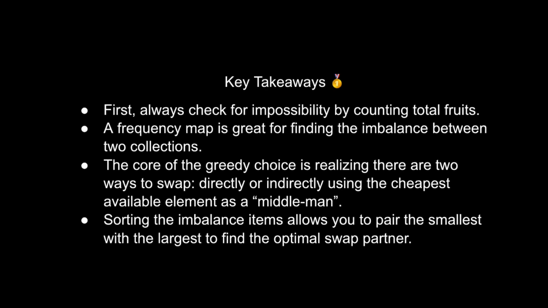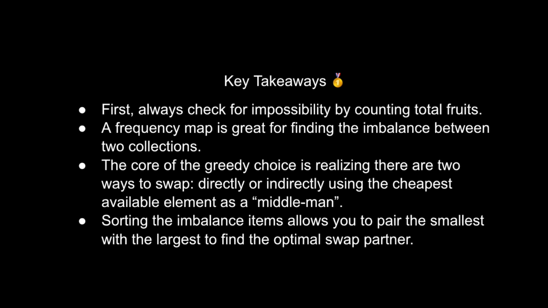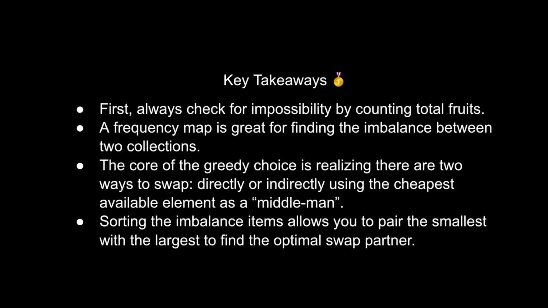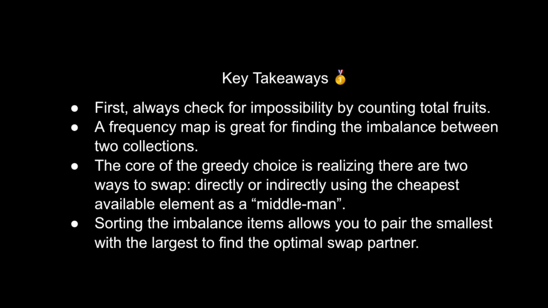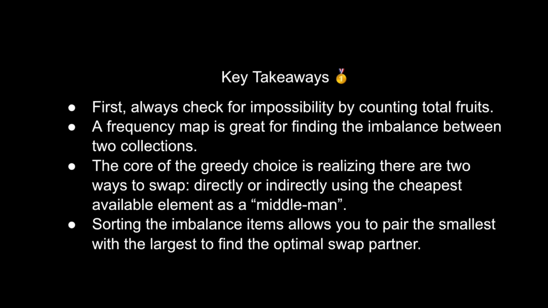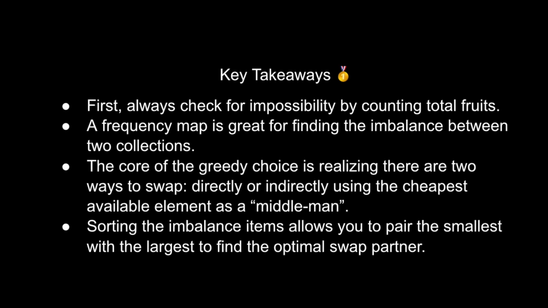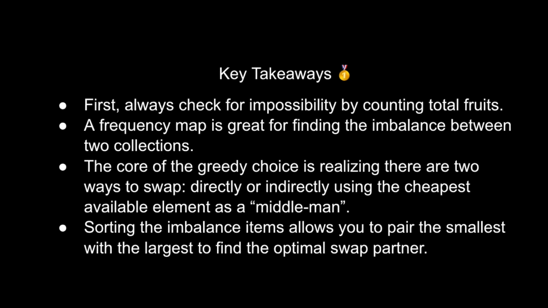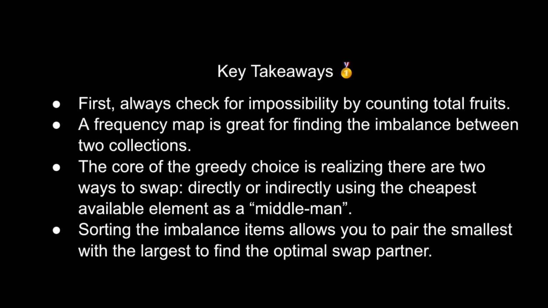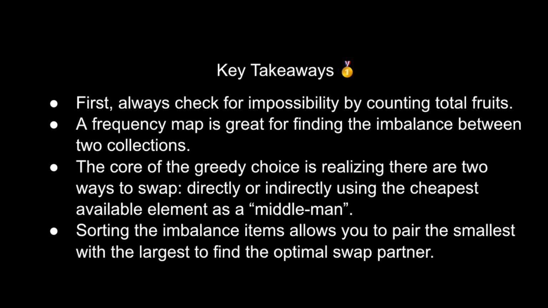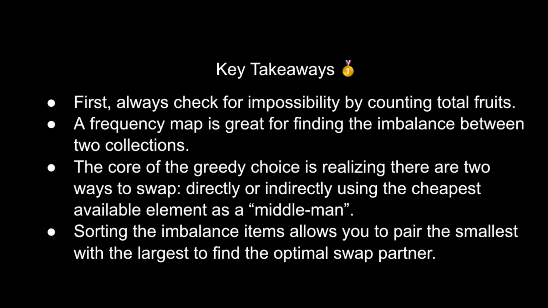So to wrap it all up, what are the big ideas here? First, always look for an impossible state, which in this case was an odd total count for any fruit. Second, using a frequency map is a super clean way to find the difference between two collections. The real aha moment is realizing that for any swap, you have a choice: a direct swap or a cheaper indirect one using the global minimum. By sorting the fruits that need to be moved, we can greedily pair them up to find the minimum total cost. And that's a wrap on rearranging fruits.